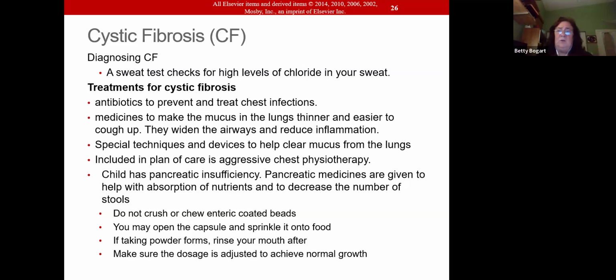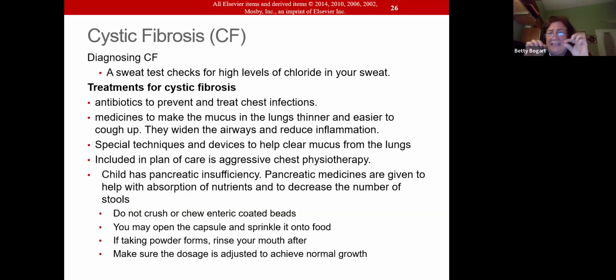Now, how do we deal with dietary? Well, there is a pancreatic insufficiency. So we give something, a pancreatic medicine, and it helps a little bit with the fat absorption and the stools. And that's usually called pancreatase. All right. There are capsules that you open, you put on the food. There's also powder that you can use.